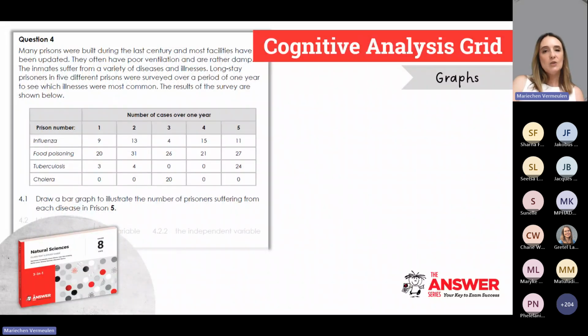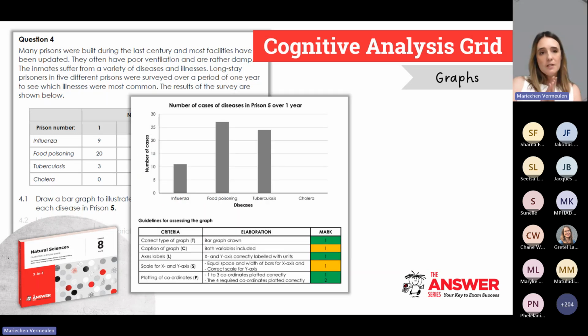So I want to end off just by quickly talking about how to approach a question that has sub-skills in the memo, because we had a discussion about this on one of the 2 WhatsApp groups. So for example, a graph, right? Here we have a question. It gives learners data, and I'm just going to focus on the one that says, draw a bar graph to illustrate the number of prisoners suffering from each disease in prison 5, okay?